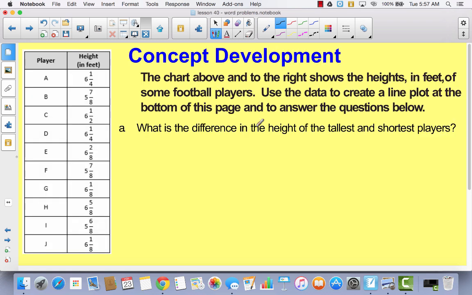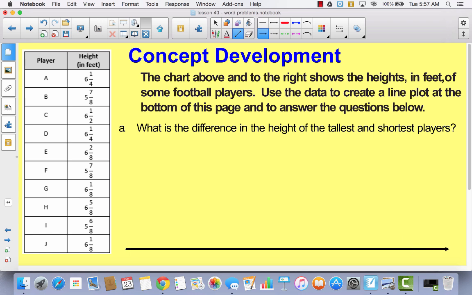So the first thing I want you to do is get a ruler because you're going to need to make a straight line. Okay, and once you get your ruler, we're going to go ahead and draw our line. Remember, lines have arrows on both ends to show that they continue on in both directions.